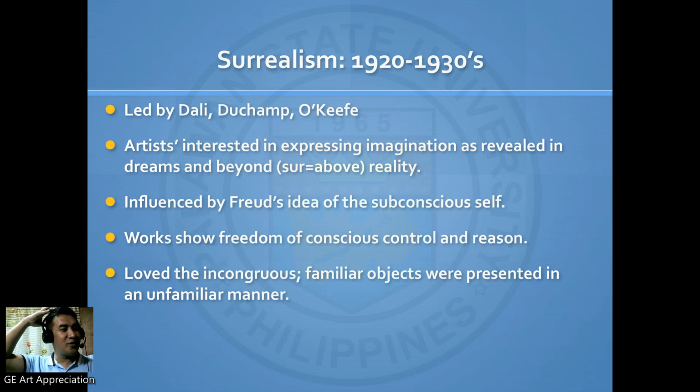The subconscious, what is hidden here, our repressed emotions, our wishes, unfulfilled wishes hidden in our brain, or in our mind. Sometimes they are just there, so that's why it is repressed. And sometimes it reveals itself in our dreams. These artists, like Dali, Duchamp, O'Keeffe, whatever they dreamed about, they will express it through paintings. That's why it is surrealism.